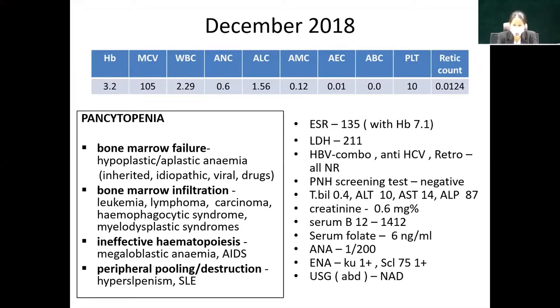Initial investigation revealed pancytopenia with low reticulocyte count, with high ESR and normal LDH. All viral screening was non-reactive. DNA screening was negative. Liver and renal function were normal. B12 and folate were not deficient. Connective tissue screening was not significant, and low organometry.